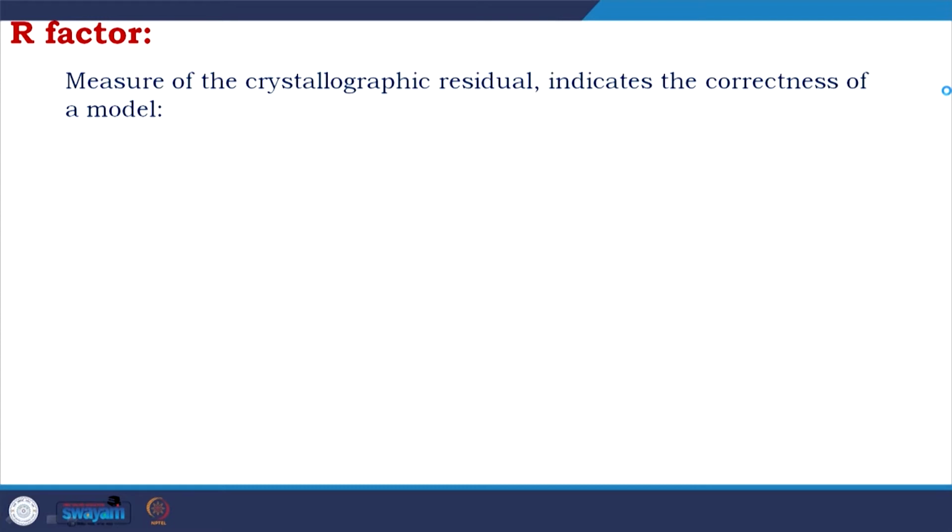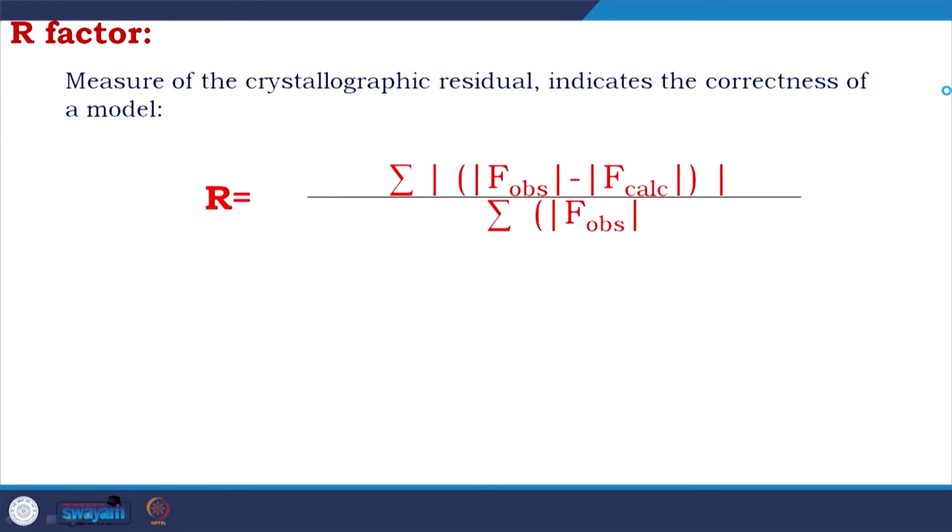So, mathematically how do you do that? The crystallographic residual is a measure that indicates the correctness of a model. R equals the summation of the absolute value of F obs minus the absolute value of F calc, divided by the summation of the absolute value of F obs.